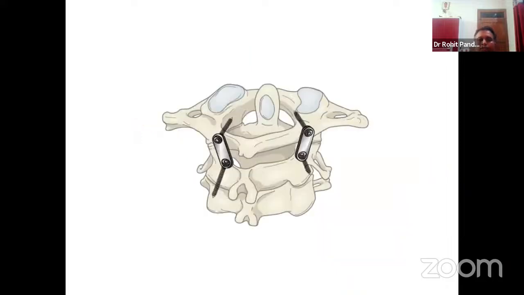We have other options also for insertion of the C2 screws, because with the C2 screw there is always a significant risk of injury to the vertebral artery. On the left side, as you can see, this is the inferior facet screw, inserted in the inferior facet of C2. On the right side, you can see the screw inserted in a transarticular fashion, crossing the inferior facet of C2 and entering the C3 lateral mass.